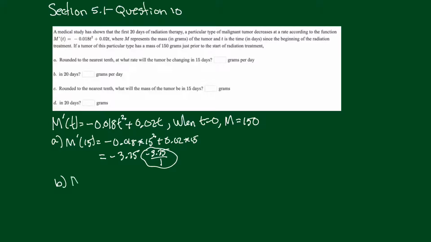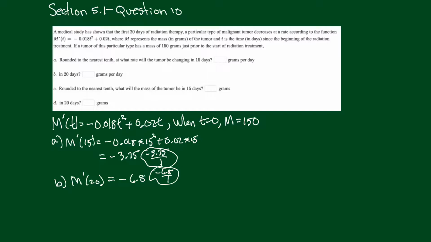Now, this is almost the same problem, except I want m prime of 20. So what happens after 20 days? I'm just going to put the 20 right back in here and here. On my calculator, I got negative 6.8, or if you like, negative 6.8 over 1. So 15 days out, if we went from 15 days to that 16th day, we would have lost 3.75 grams of that tumor. But if we're out to day 20, 20 days after radiation starts, if we go one more, from 20 to 21, we're losing 6.8. So this thing is shrinking pretty quickly now.